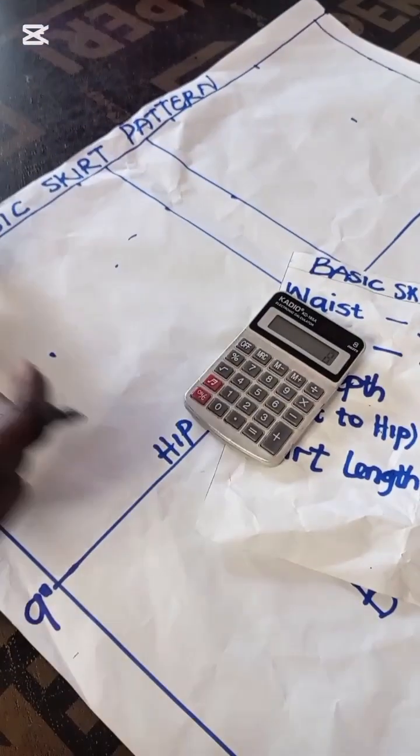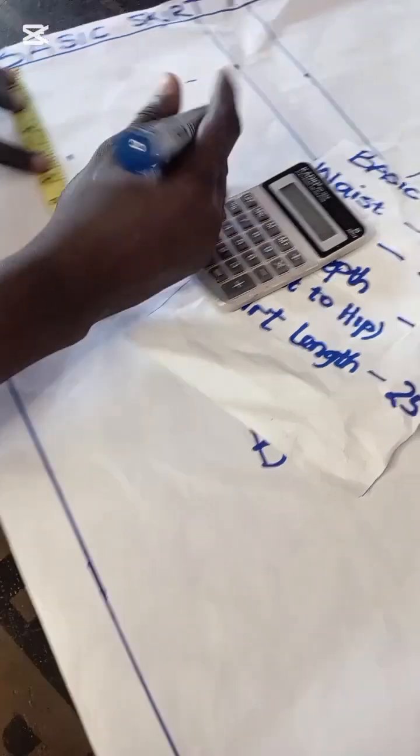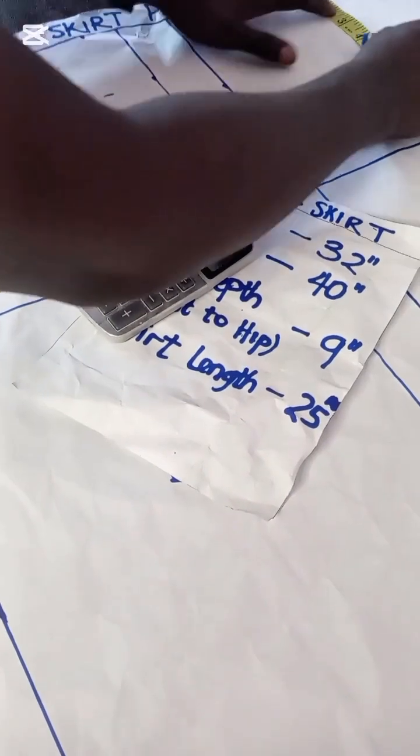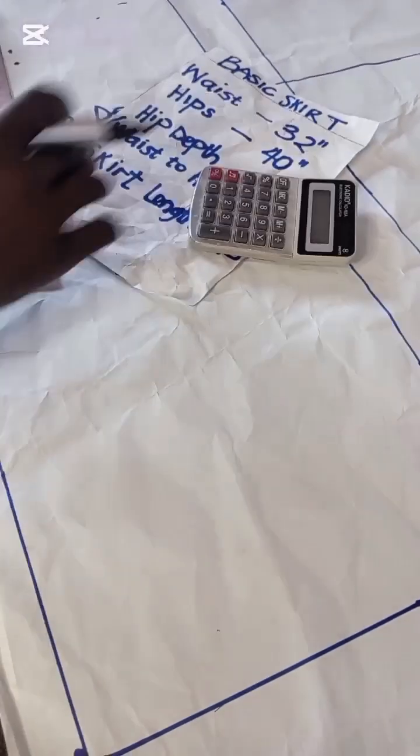The reason why we are coming down is because we are measuring the dart length, which is 5 inches. I'm going for the back, then I'm coming to the front again to do a dart length of 5 inches. So we are going to take our straight ruler and measure.